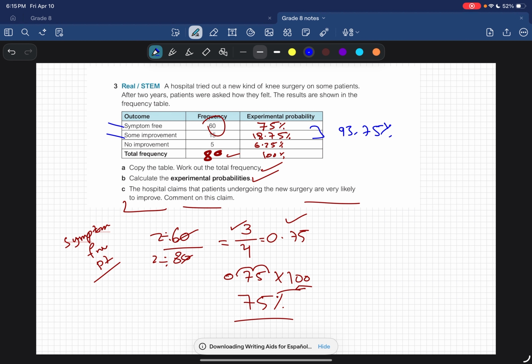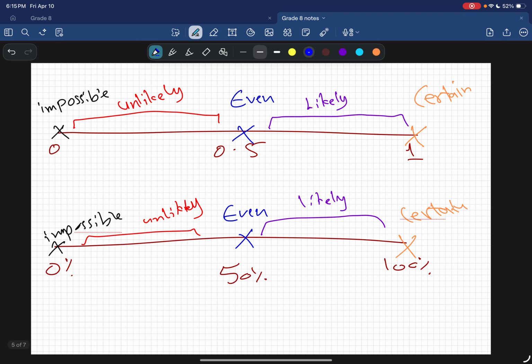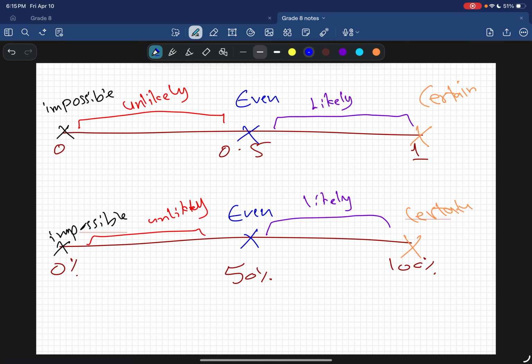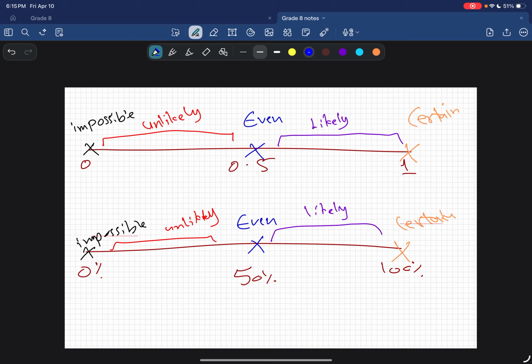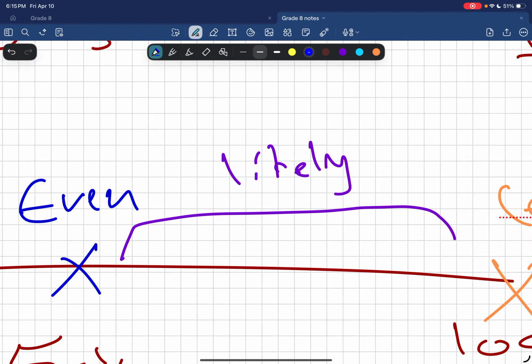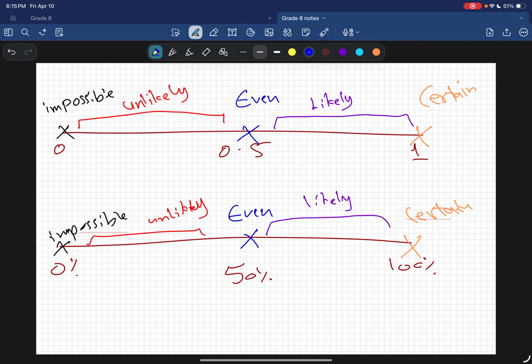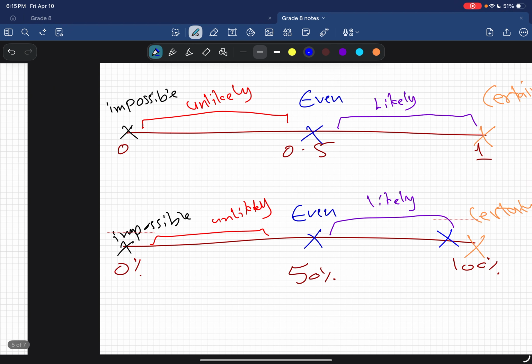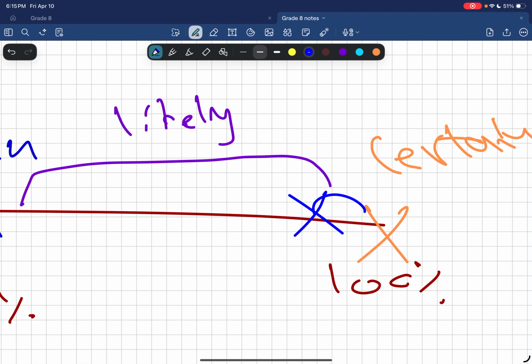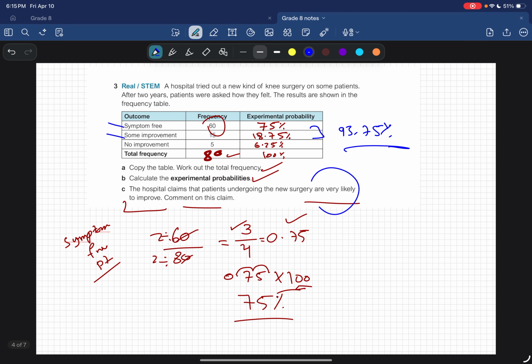93.75%, right? When you add up these two improvements, because no improvement, of course, is not improvement at all. Look, 93.75% here. Is it likely or is it unlikely? Or even, or possible, or certain? Yes, it is, of course, likely. It is like here, so it's very likely to happen, because it's nearer to the certain part. That's why we say it's likely to happen, because the percentage you added shows this.